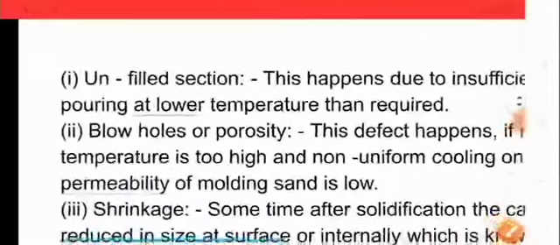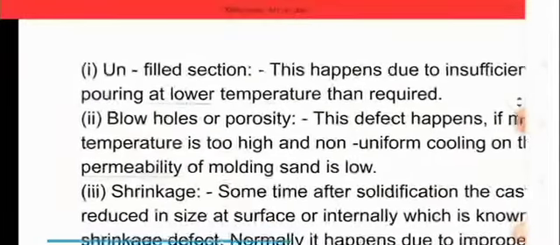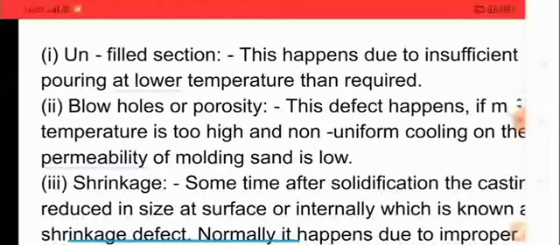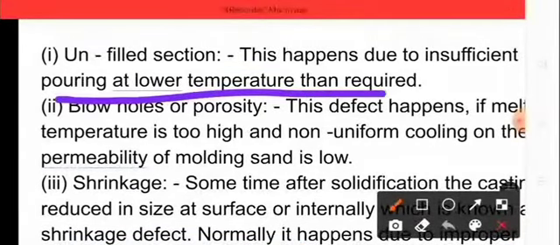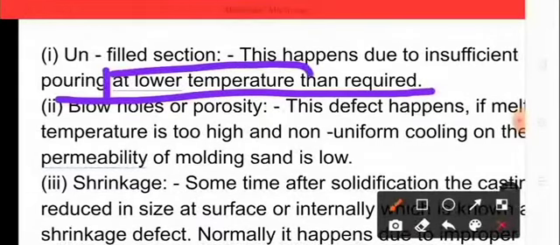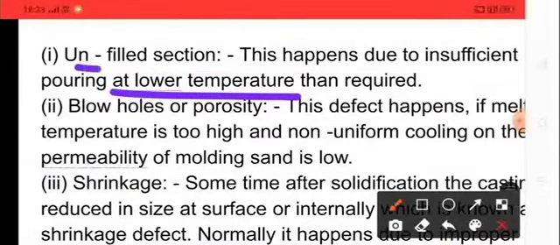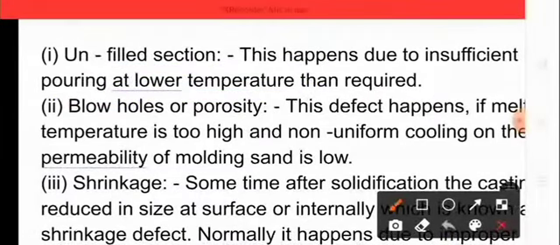The first casting defect is unfilled section. This happens due to insufficient pouring at a lower temperature than required, which is the main cause for unfilled section.